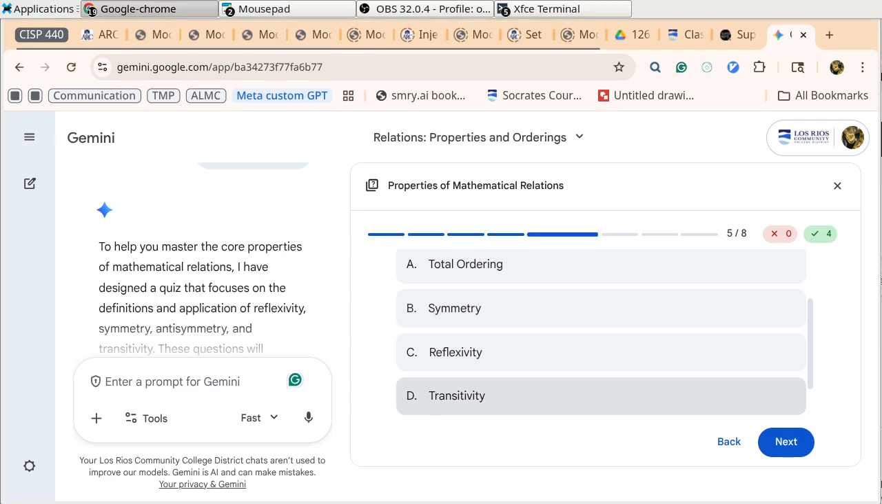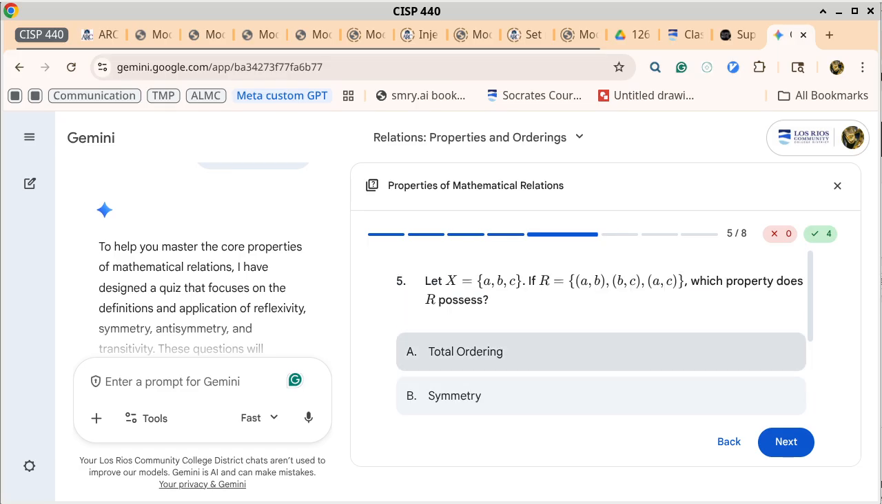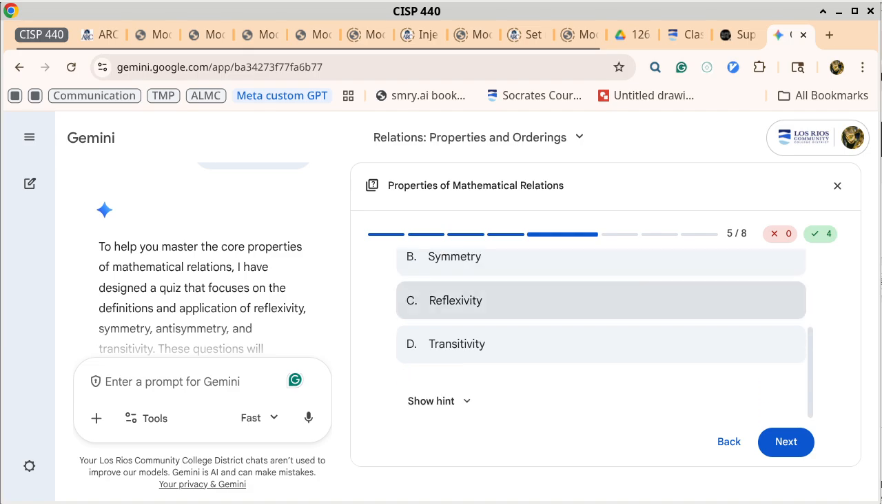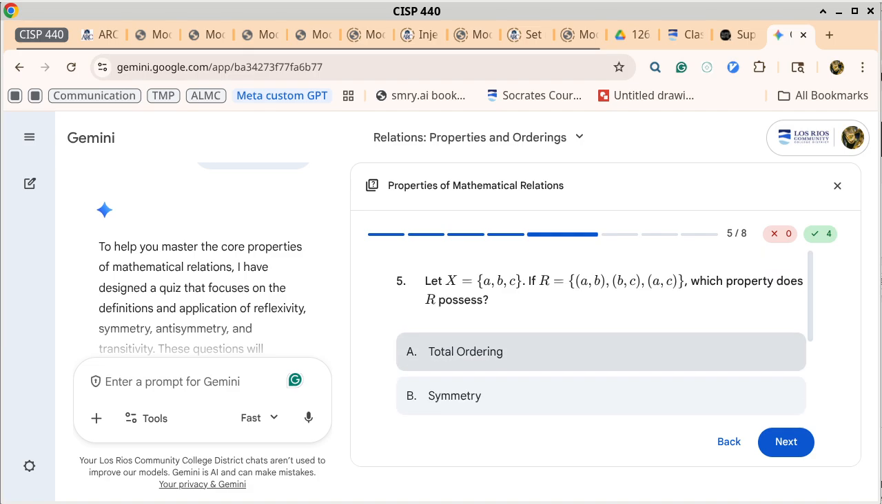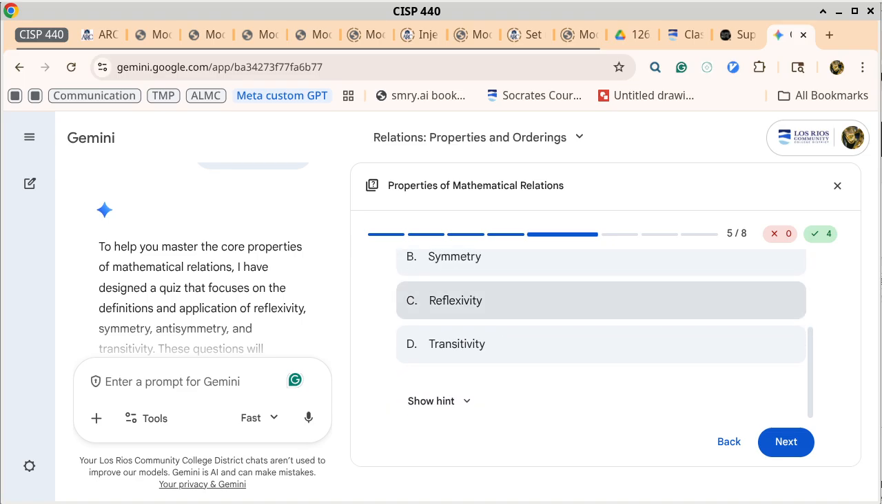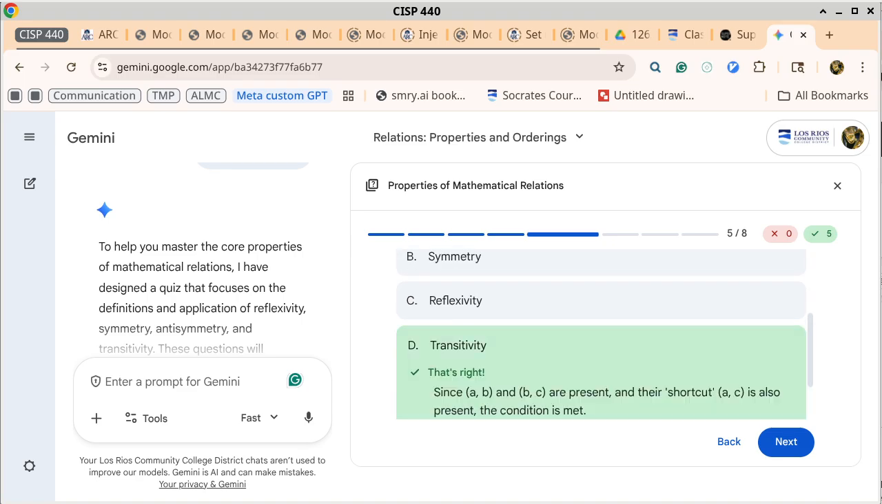It is not symmetric because if it was symmetric, then we would have BA in it, CB in it, and also CA in it. It is not reflexive because AA, BB, CC are all missing. So it is transitive. There we go.